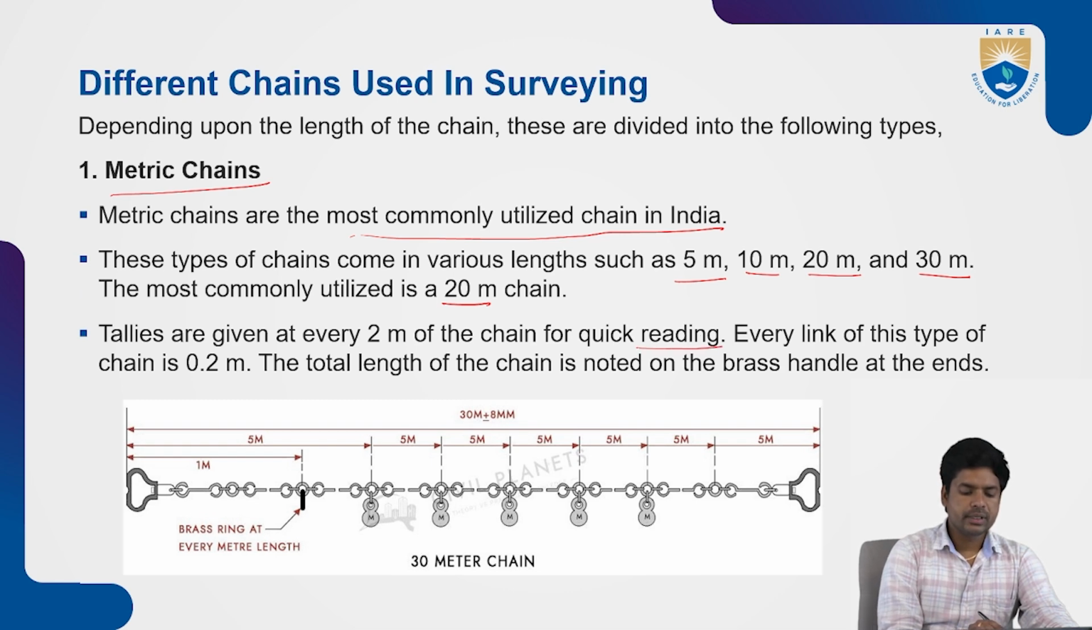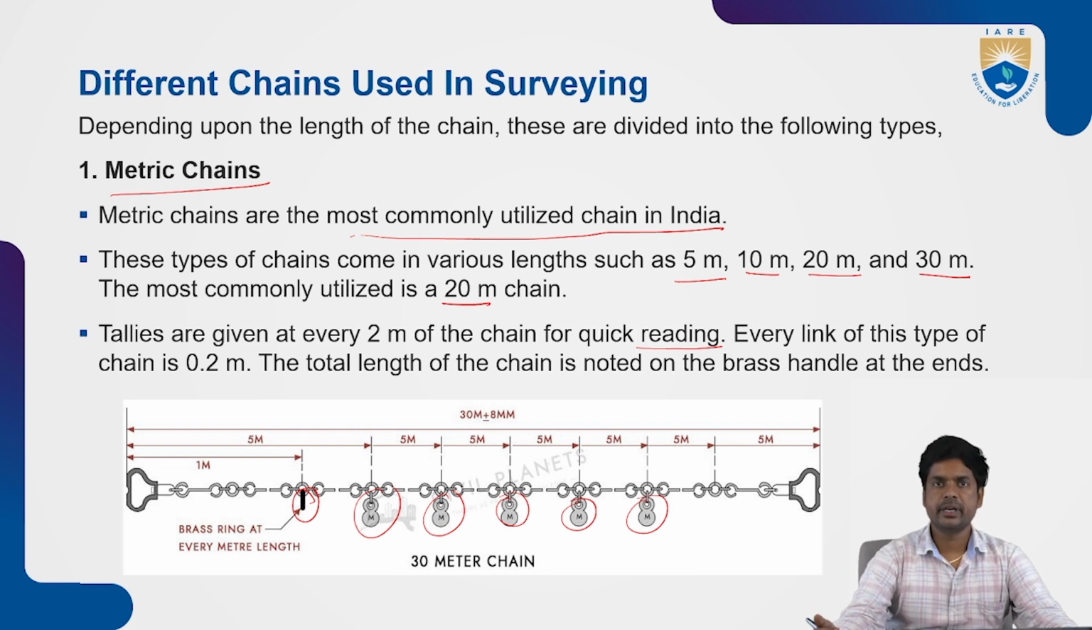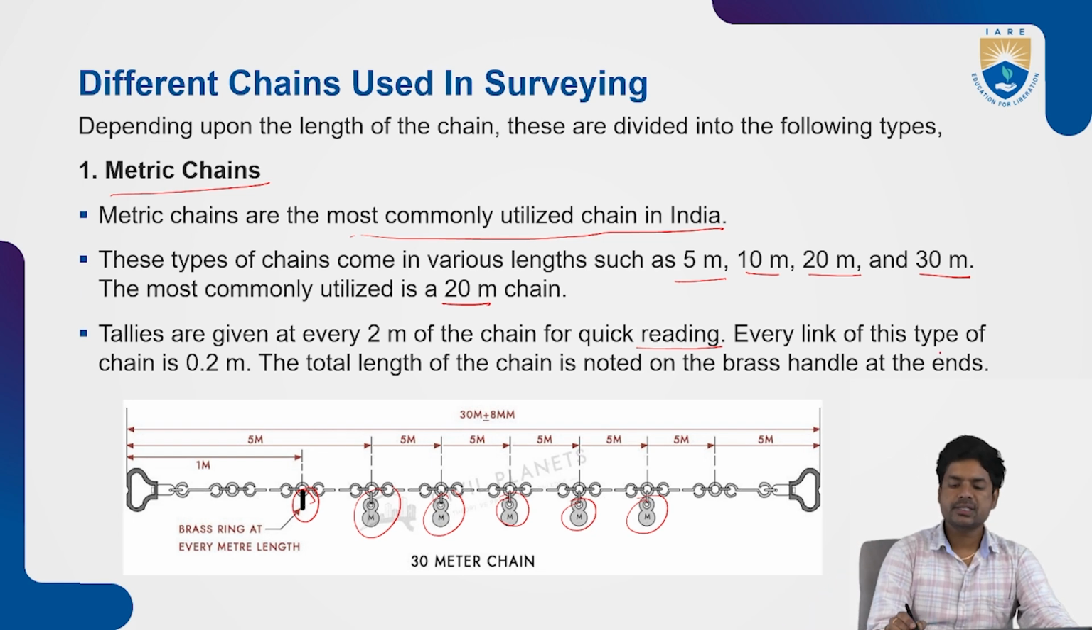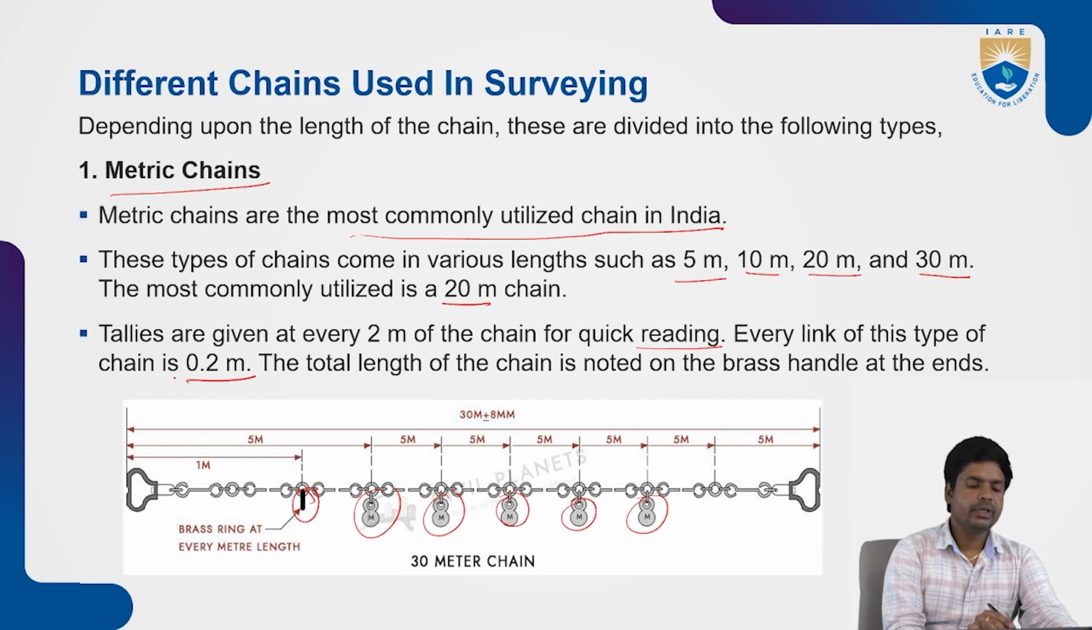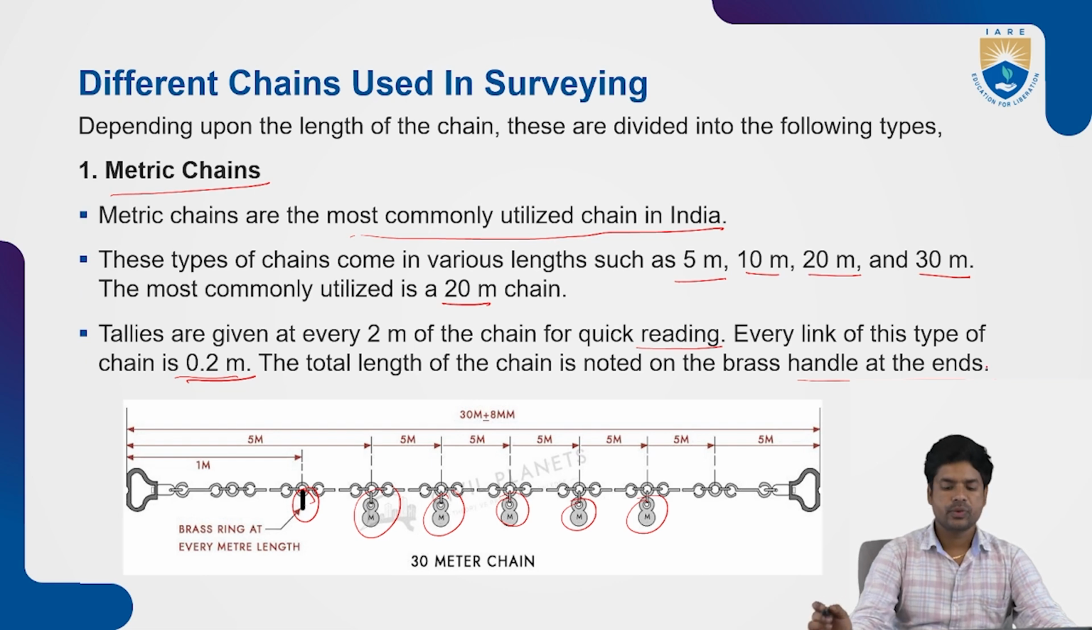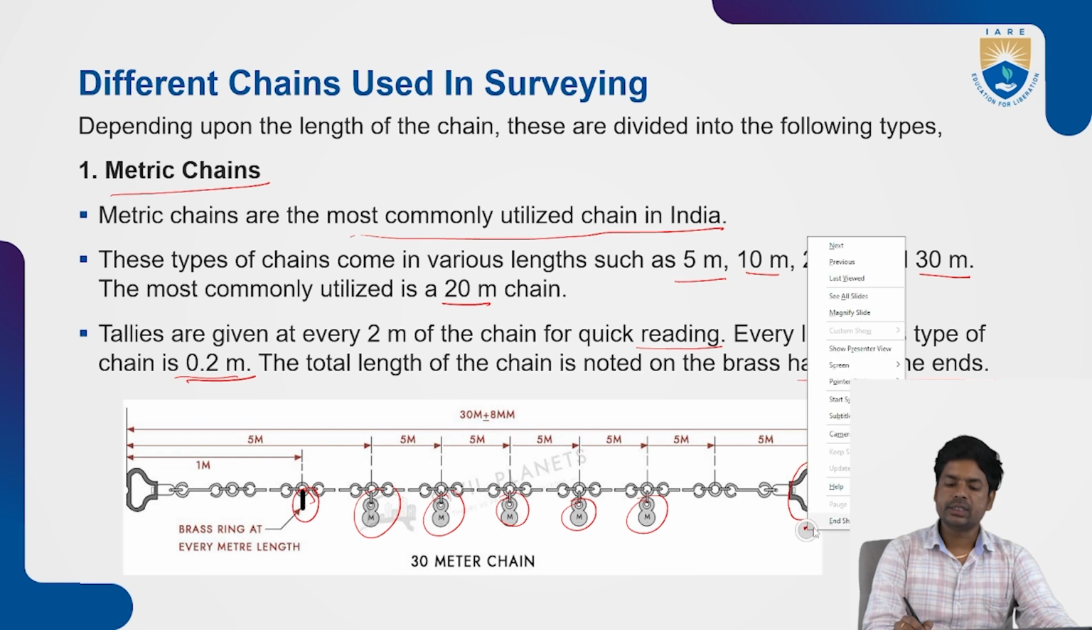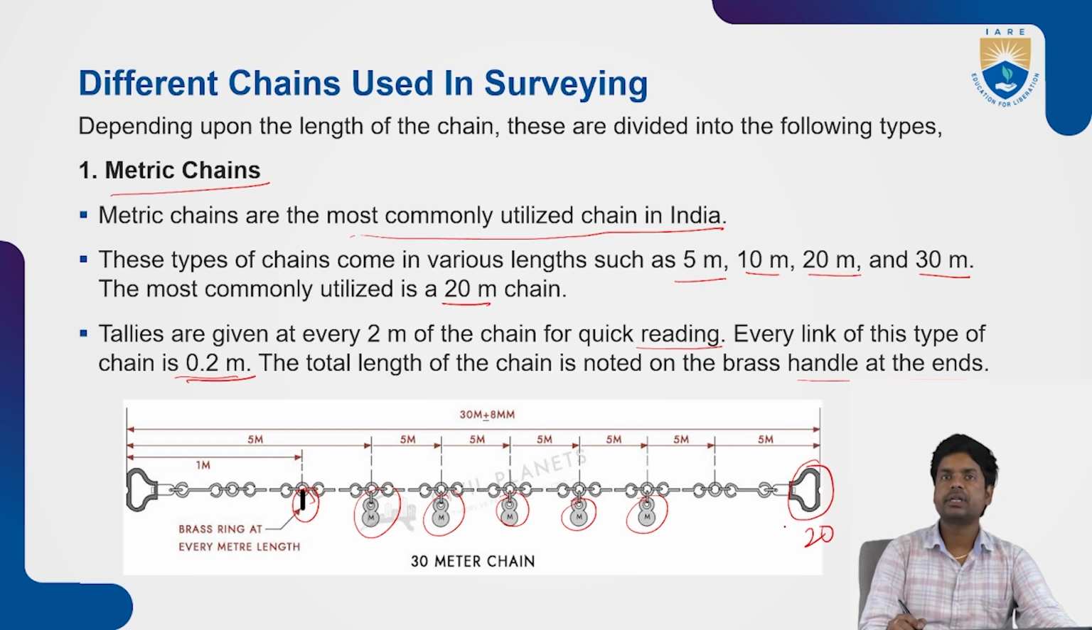So at every 2 meters like this, this is called a tally. These tallies are placed at certain distances depending upon the chain length. Every link of this type of chain is 0.2 meters. Suppose you take a 20 meter chain, every link is going to have 0.2 meters length. The total length of the chain is noted on the brass handle at the ends. If it is 20 meters, it will be marked on the brass handle at the end.